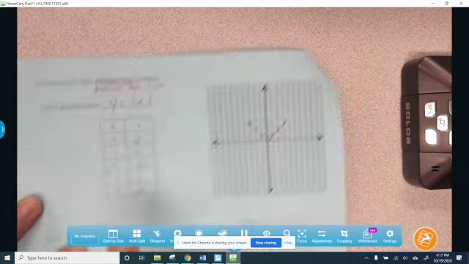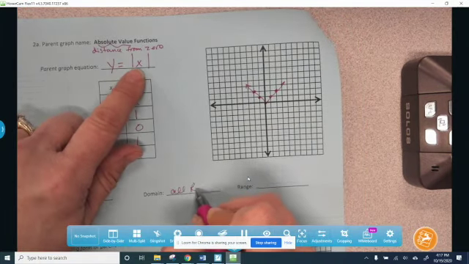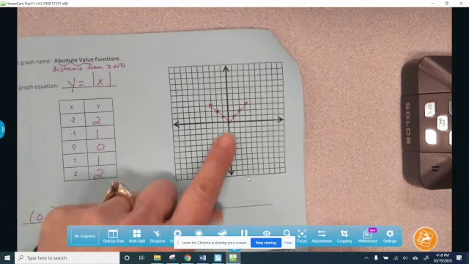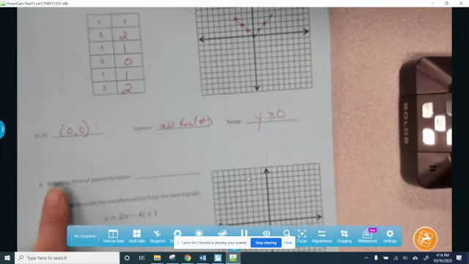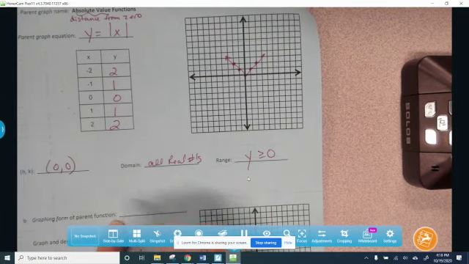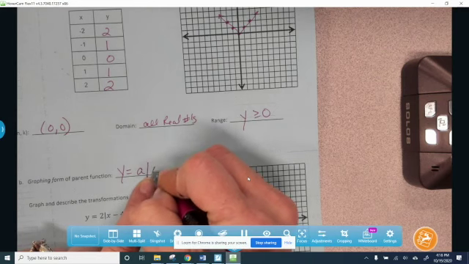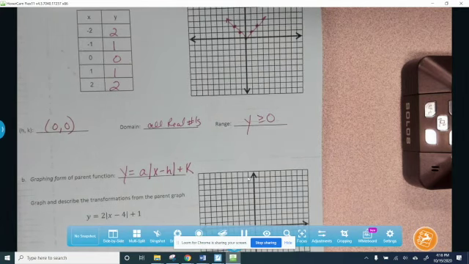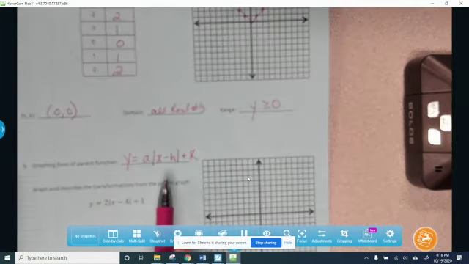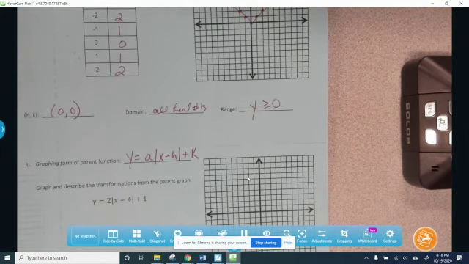Read h, k off of absolute value just like you would off of a parabola. The domain, you could put any real number in for x, all real numbers, but notice the range: the outputs are always positive or 0. The graphing form of the parent function, just as for parabolas, is y equals a times the absolute value of x minus h, plus k. We can transform this just as we transformed a parabola. h and k do to absolute value what h and k did to parabolas.